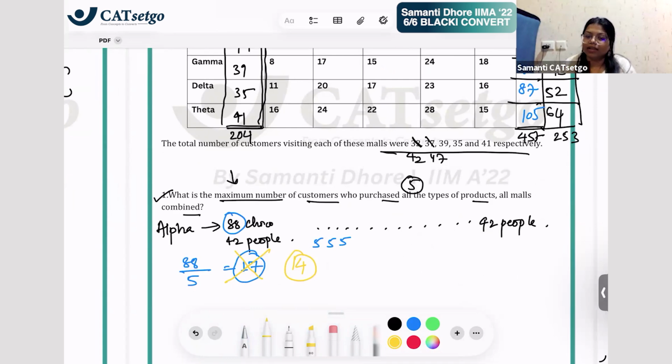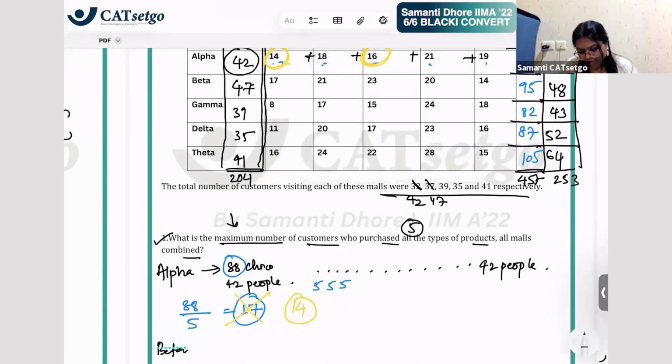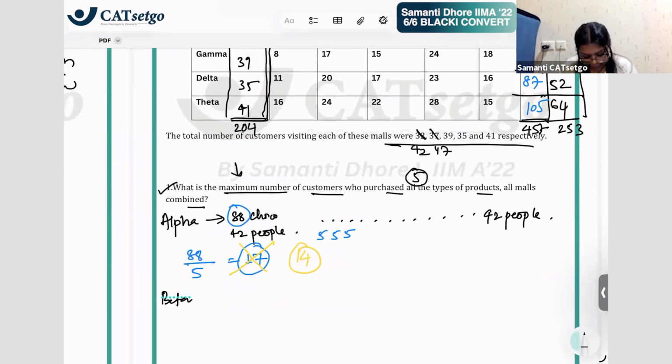You understand why? Give me a thumbs up if you understand why. Yes, very good. Same, let's do it for beta mall. What is the condition for beta mall? In beta mall, 95 chocolates are to be given to 47 people, okay? 95 chocolates to 47 people.